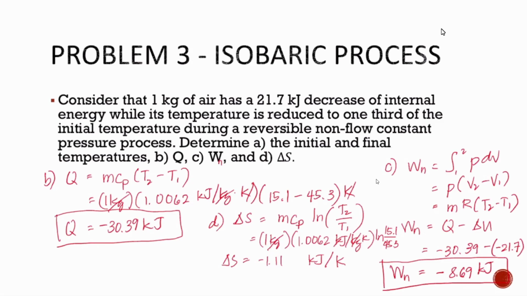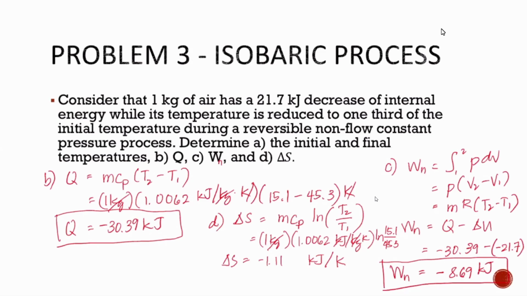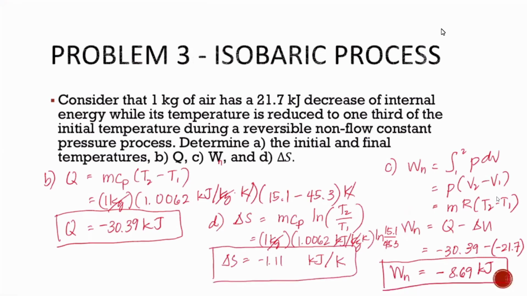Over 45.3. Oo nga, ano. Sige, okay lang. Negative 1.11 kilojoules per kilogram. Okay. So much for an isobaric process, or constant pressure process.